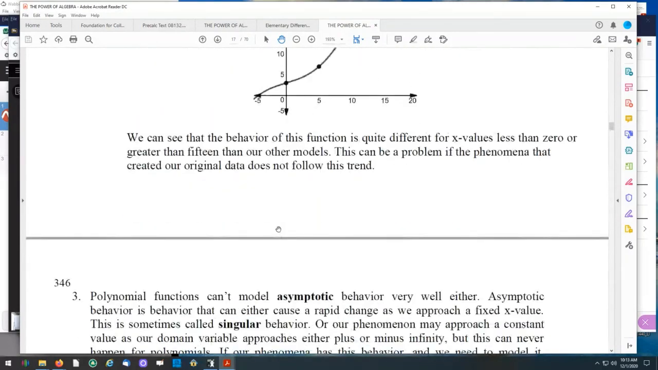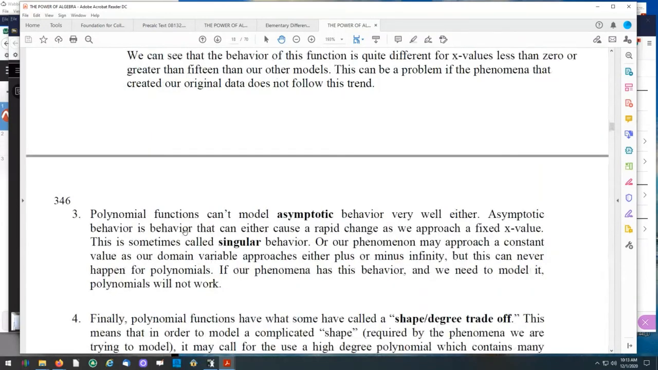Interpolation and extrapolation are a problem. They don't model what we call asymptotic behavior or singular behavior. Asymptotic behavior says that if you look at the end behavior, instead of going to plus or minus infinity, you may go to a constant value. Well, polynomials can't do that. They either have to go to plus or minus infinity in one form or another. So there's a problem there.